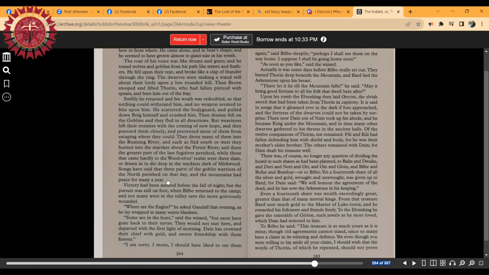Then dismay fell on the goblins, and they fled in all directions. But weariness left their enemies with the coming of new hope, and they pursued them closely and prevented most of them from escaping where they could. They drove many of them into the running river, and such as fled south or west they hunted into the marshes about the Forest River, and there the greater part of the last fugitives perished, while those that came hardly to the wood elves' realm were there slain or drawn in to die deep in the trackless dark of Mirkwood. Songs have said that three parts of the goblin warriors of the north perished on that day, and the mountains had peace for many a year.